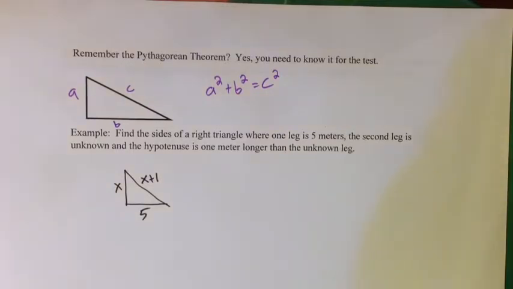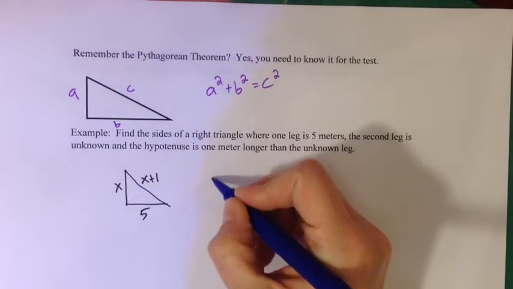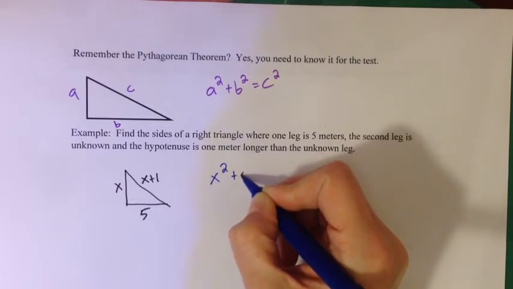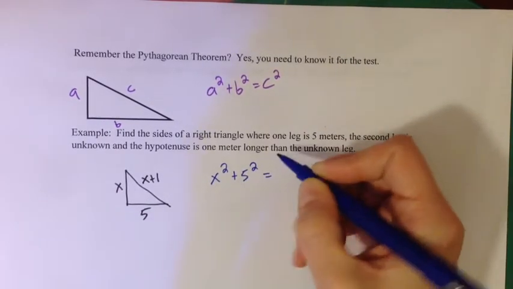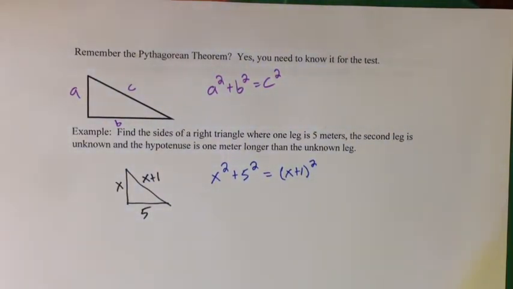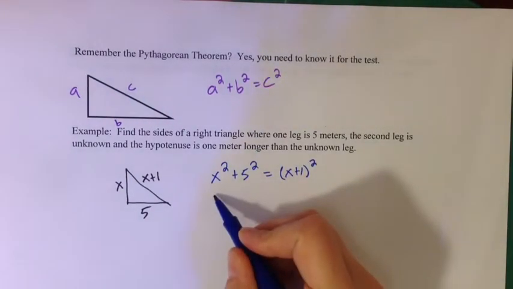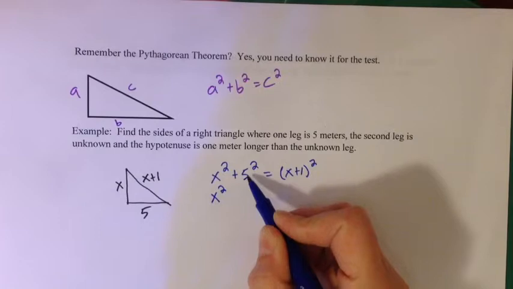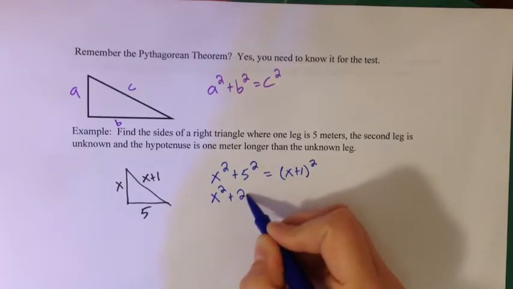The Pythagorean theorem here tells me that my short side squared plus the other short side squared equals the long side squared. Now that I have an equation, I'm going to start simplifying everything that I can and see what happens. So x squared I really can't do anything with, so I just write x squared. But 5 squared is 25.